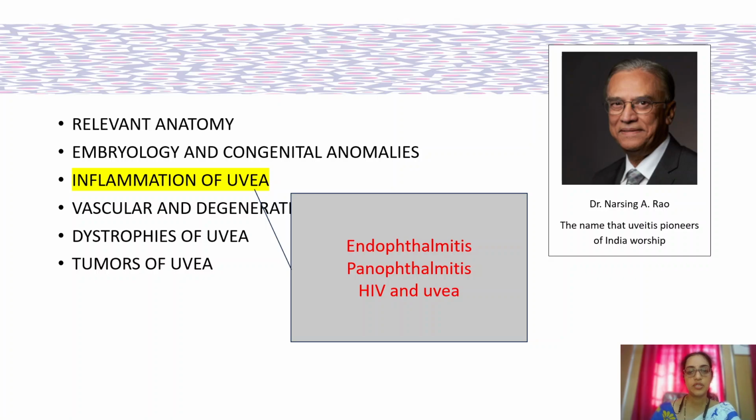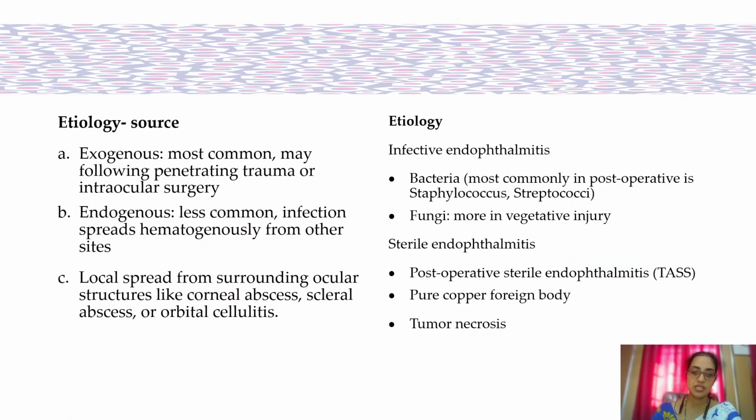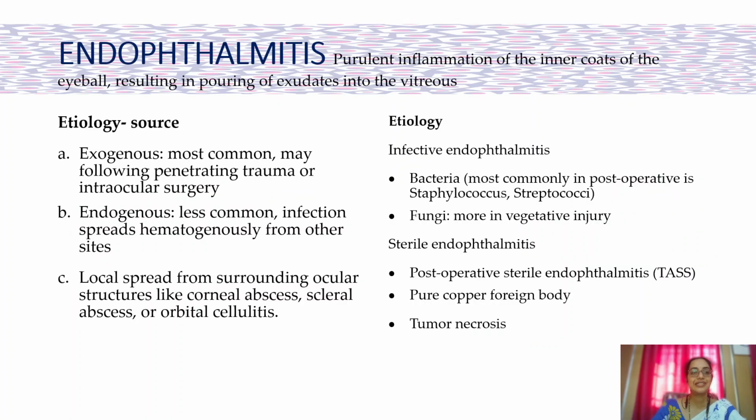Today we will be dealing with endophthalmitis, panophthalmitis and uveal manifestations in HIV. So what is endophthalmitis? It is a type of panophthalmitis, in the sense all the inner coats of the eyeball are inflamed, but this is due to infection. In the sense there is purulent inflammation of the inner coats of the eyeball resulting in the presence of exudates within the vitreous.